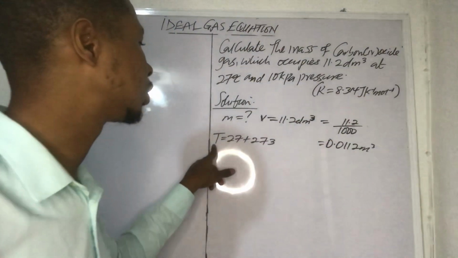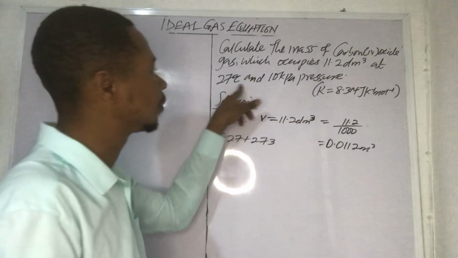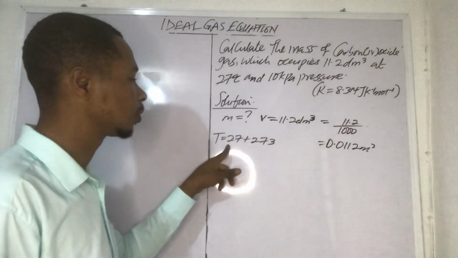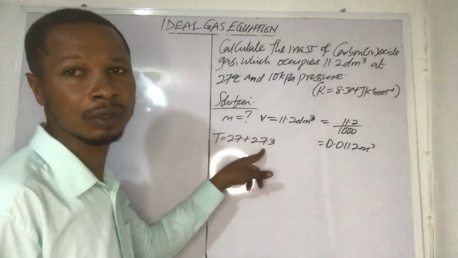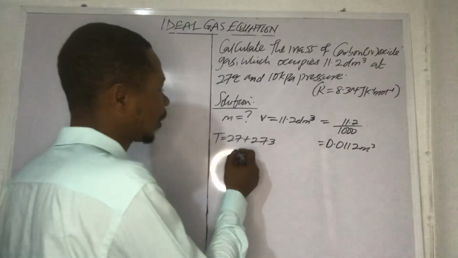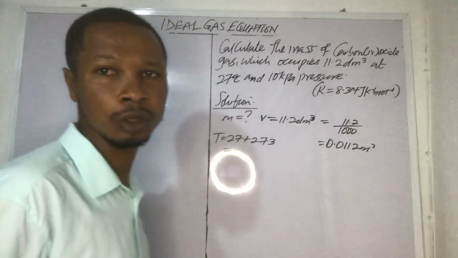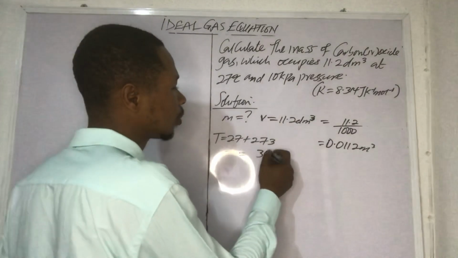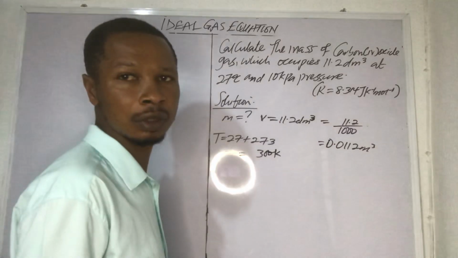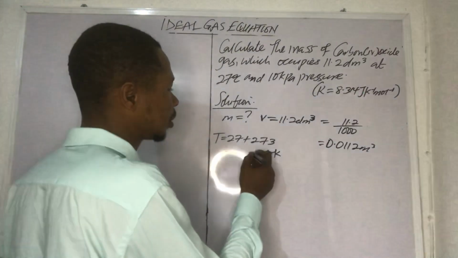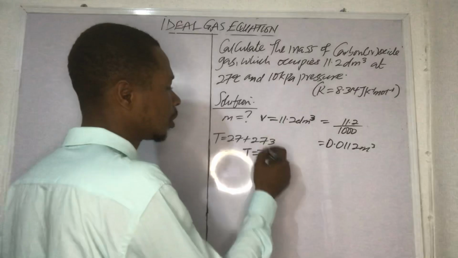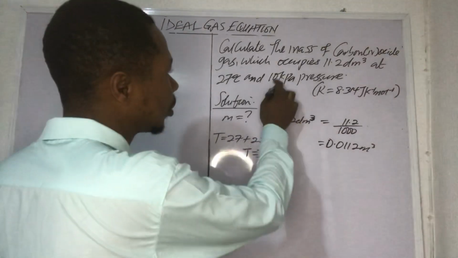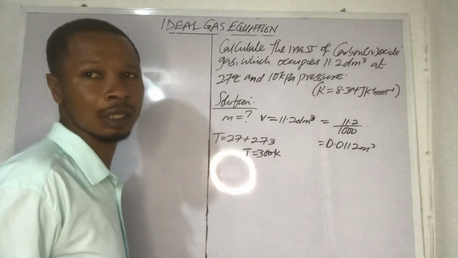Then temperature T is at 27 degrees Celsius. Temperature must be converted to Kelvin. That's why you have T is equal to 27 plus 273. If I add together here, my temperature will be equal to 300 Kelvin. So temperature T is equal to 300 Kelvin.